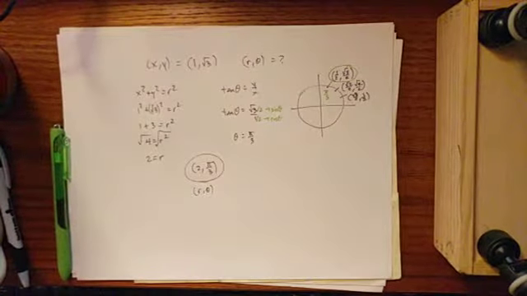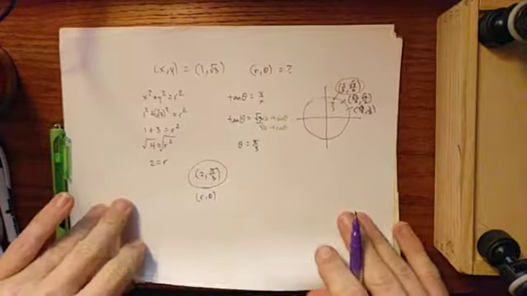Okay, so now what we need to do is go the exact opposite way, right? What we need to figure out now is what happens if we already have r and theta.